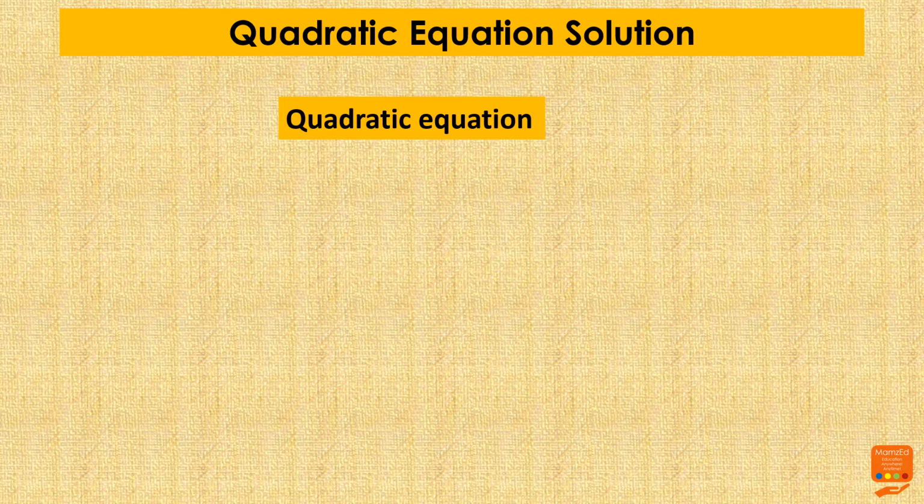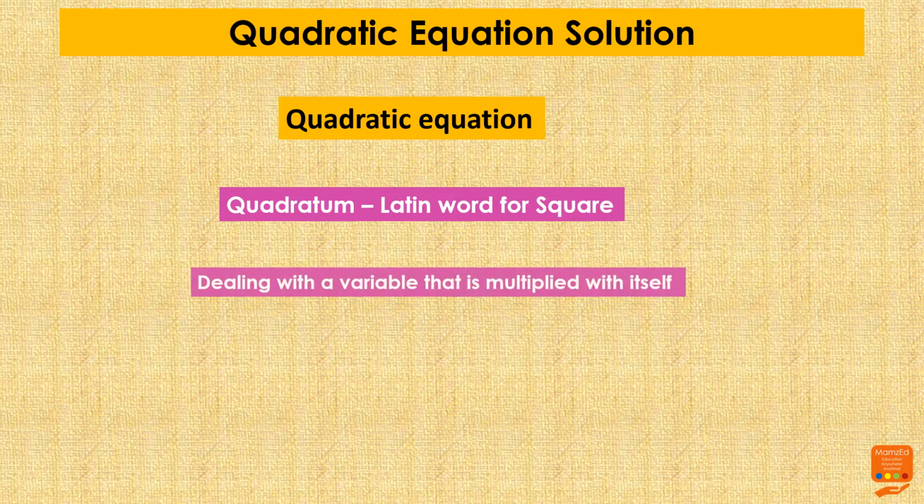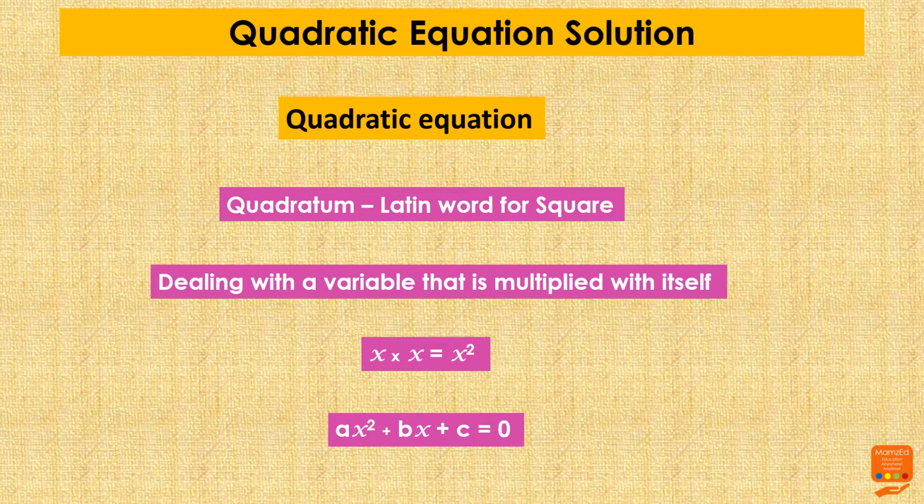The word quadratic comes from the Latin word quadratum, and quadratum means square. So a quadratic problem is a problem that deals with a variable that is multiplied with itself. Let's say x is a variable, and when we multiply x by x, we get x squared. So a quadratic equation is an equation in which a variable's highest power is 2. The basic form of a quadratic equation is ax squared plus bx plus c.